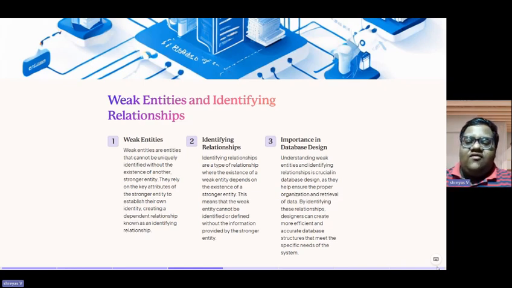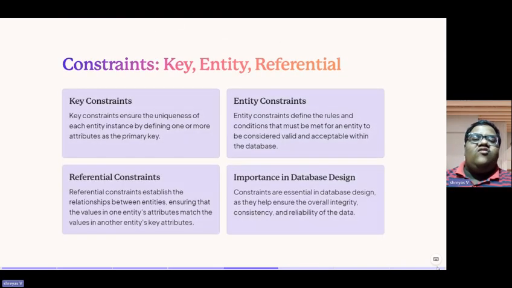Importance in database design. Understanding weak entities and identifying relationships helps ensure the proper organization and retrieval of data. By identifying the relationship, the designer can create a more efficient, accurate database structure that meets the specific needs of the system.